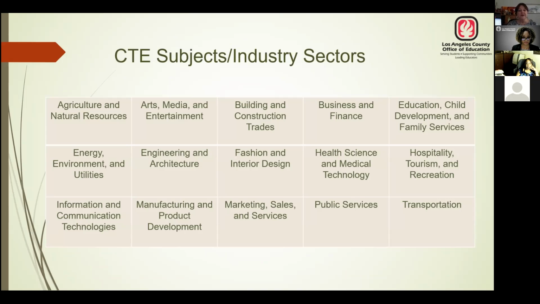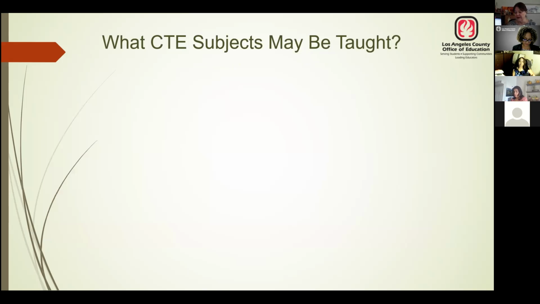So here they are. These are the 15 industry sectors. And if you work in CTE, you probably know these 15 sectors extremely well. These are the sectors that the California Department of Education has determined and built the California model curriculum standards on, and also the particular pathways within each of those industry sectors. But as far as when a CTE credential is issued, it will specify an industry sector. It will not specify pathways or subjects within the sector. So let me talk a little bit more about that.